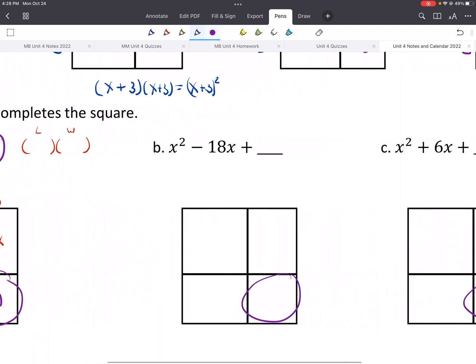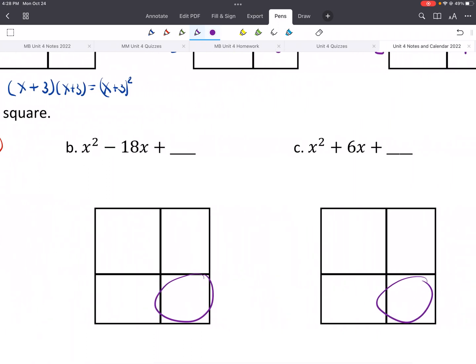Alright, why don't you give B a try if you can, pause, and do that. So again, it's a perfect square, so x squared is x times x. We need to do half of negative 18 on both sides. So negative 9x and negative 9x. So this would have to be negative 9 and negative 9. And then to complete the square, negative 9 times negative 9 would give us a positive 81.